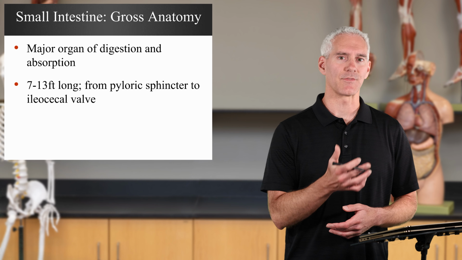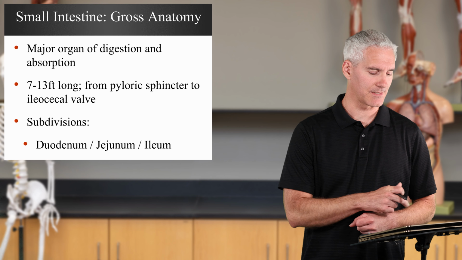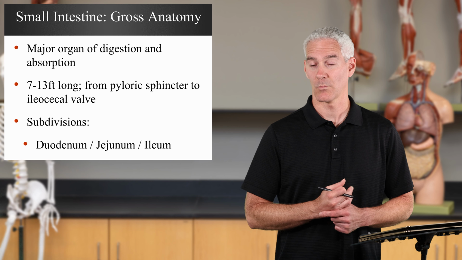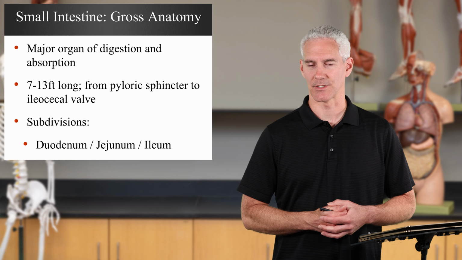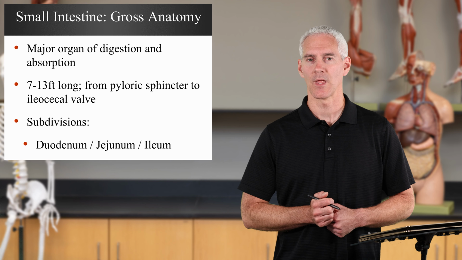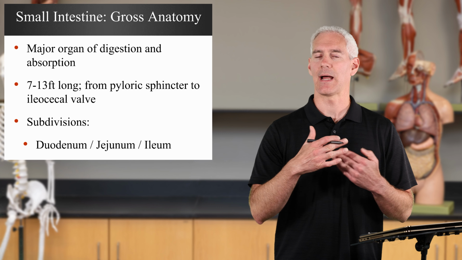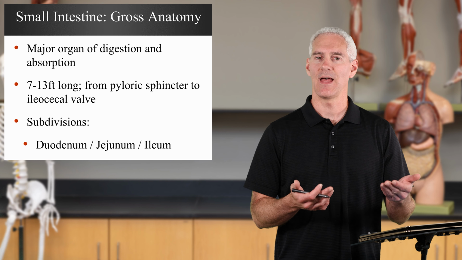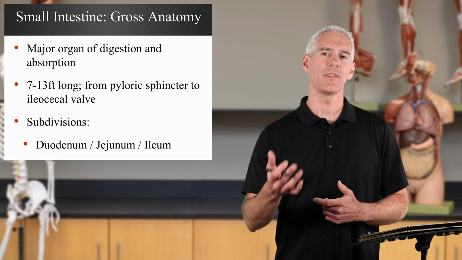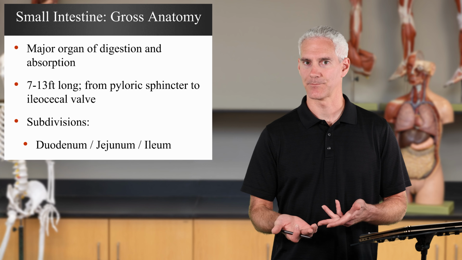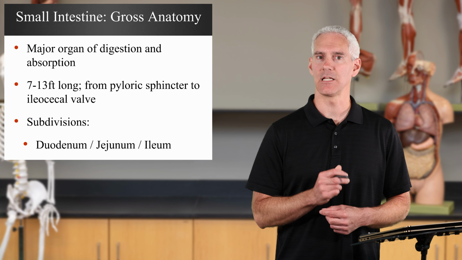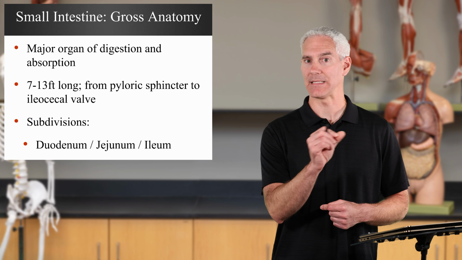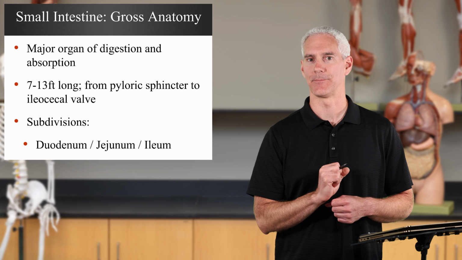But the initial start of the small intestines starts at the duodenum, which is the first of the 3 divisions, or 3 regions. So at the end of the stomach is the pyloric valve. That then goes into the duodenum. Then the jejunum, then the ileum. Watch the spelling of ileum, I-L-E-U-M, E for eating, I-L-E-U-M.